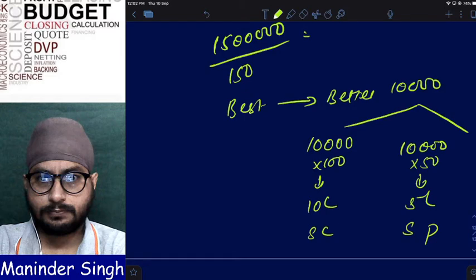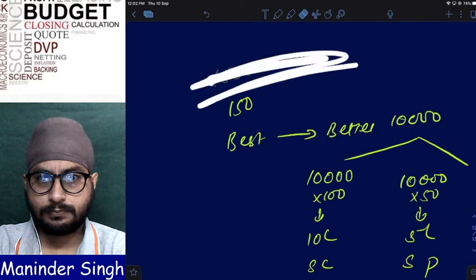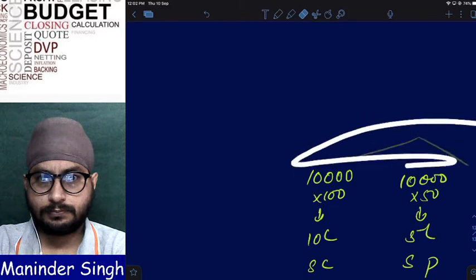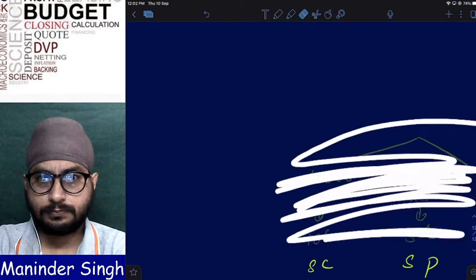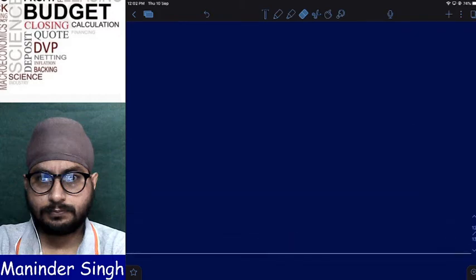Simple. Or you can apply the first method. Remember, as we saw in the last problem, whichever method you feel easy, you do. Clear? This is also easy only. There is nothing easy or difficult.